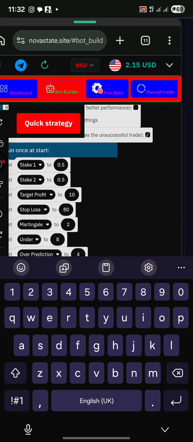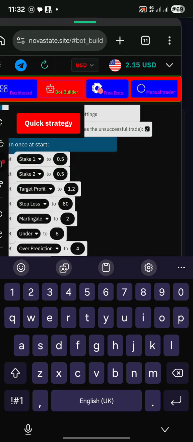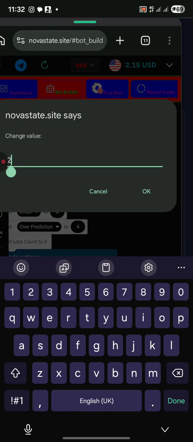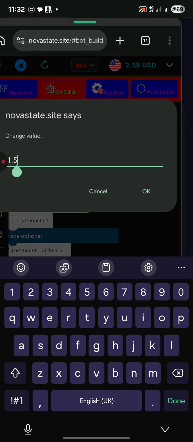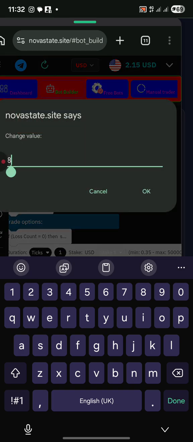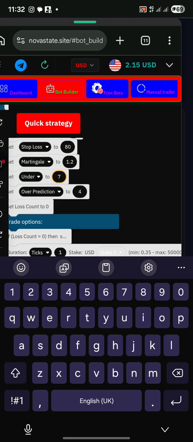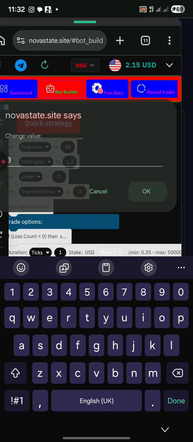So here on take profit I can take either 1.2. Let me use 1.5, or let me just use 1.2 because it's smaller. We already have a small account. We are trading under 7, recovery with under 3 over 3.